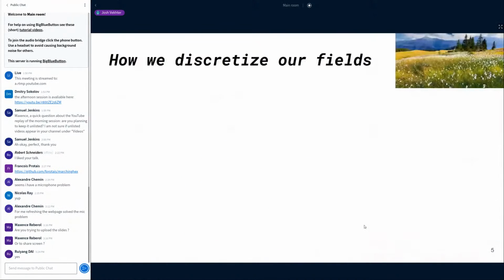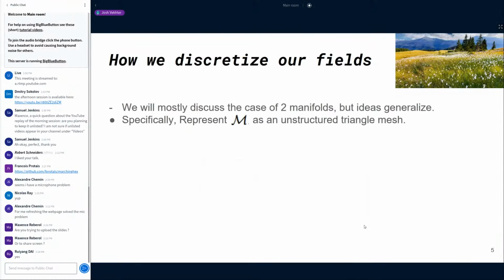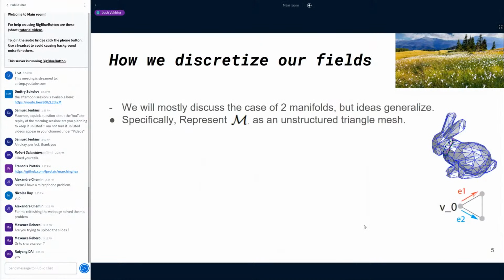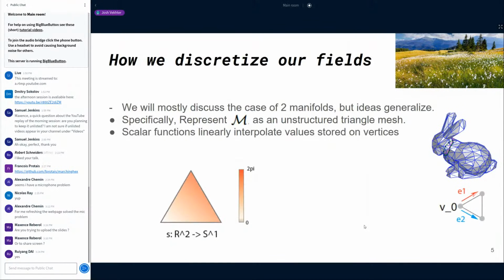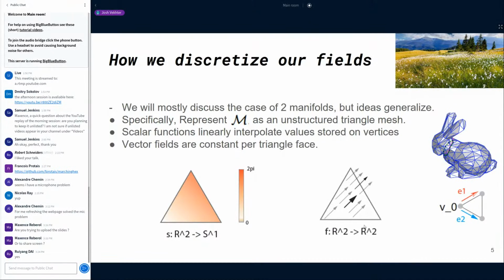Before I go forward, I'm going to be talking about the discretization that we specifically have been looking at, which is that for two manifolds, we're going to be thinking about unstructured triangle meshes. Scalar values will live on the vertices of our triangle mesh. The vector fields will live on the faces, or in 3D on the interior tets. So that's the discretization that we're using.